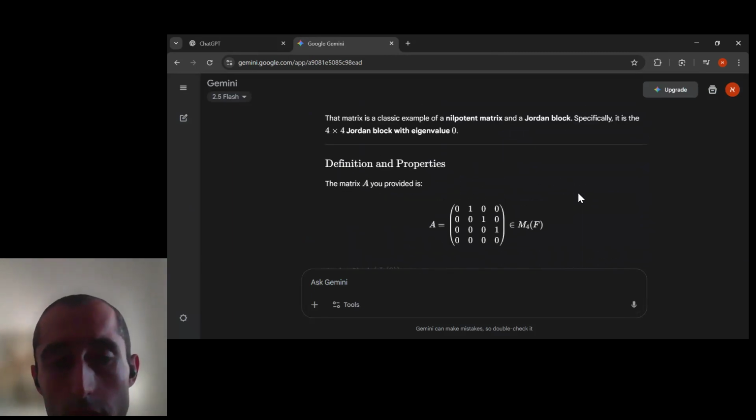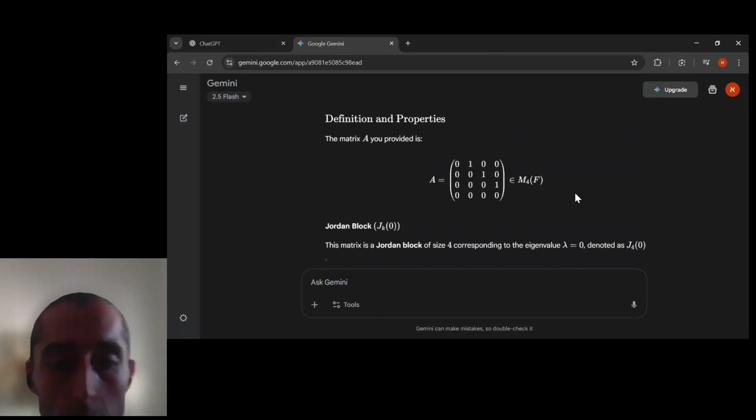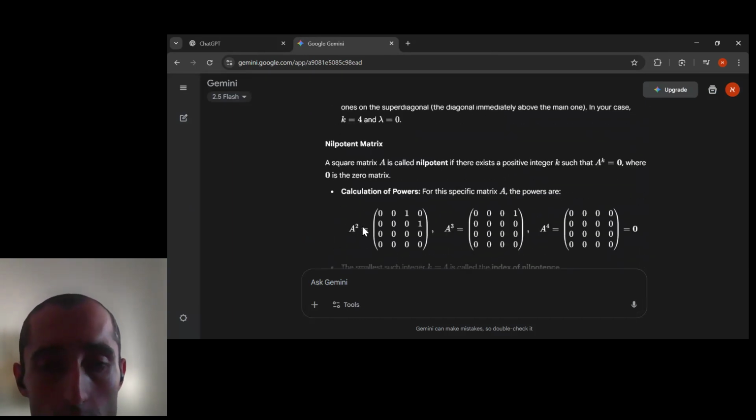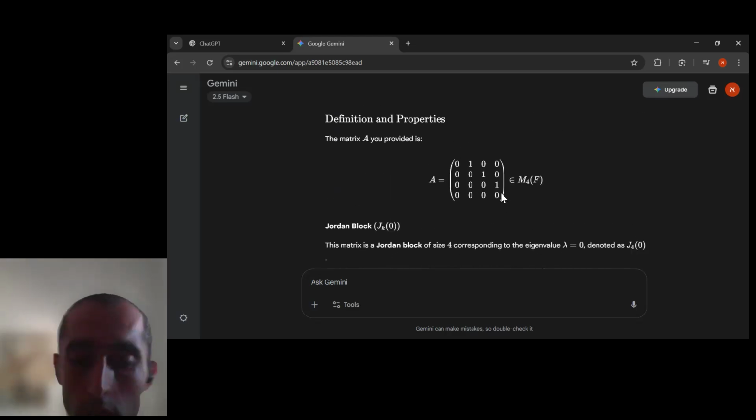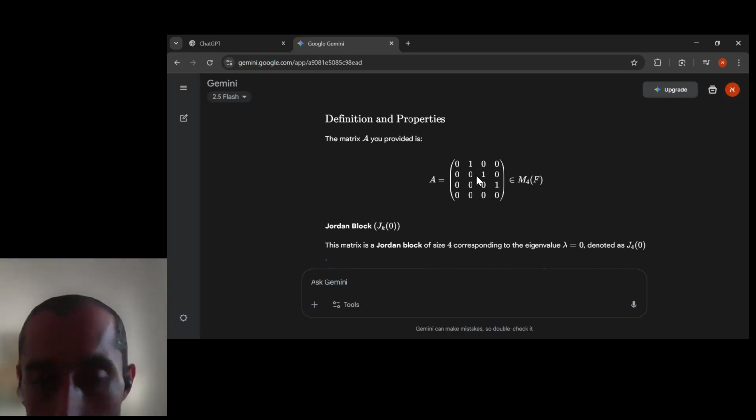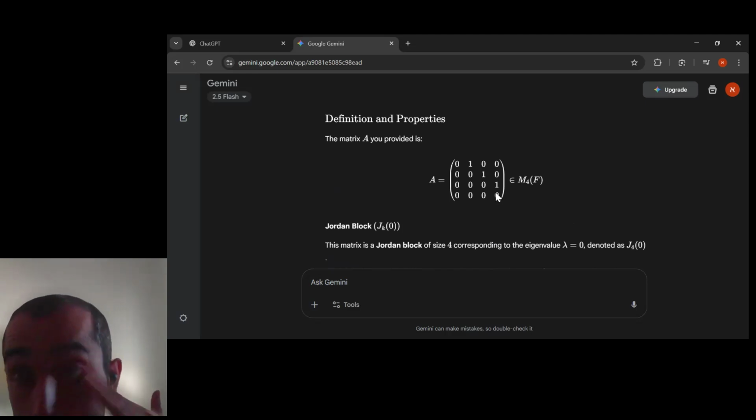First, you see that this is a nilpotent matrix. How do I know that it's a nilpotent matrix? Because let's see what the powers of this matrix are. To the power of 2, you can see that we start with ones on the superdiagonal, and this is a property of the shift matrices. Also, you can see that the eigenvalues are 0 right away.